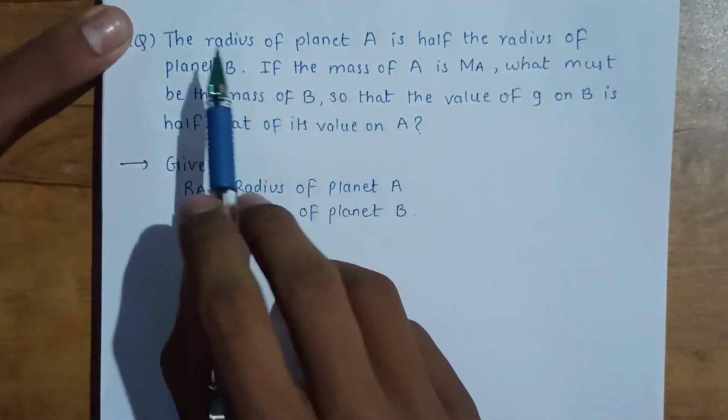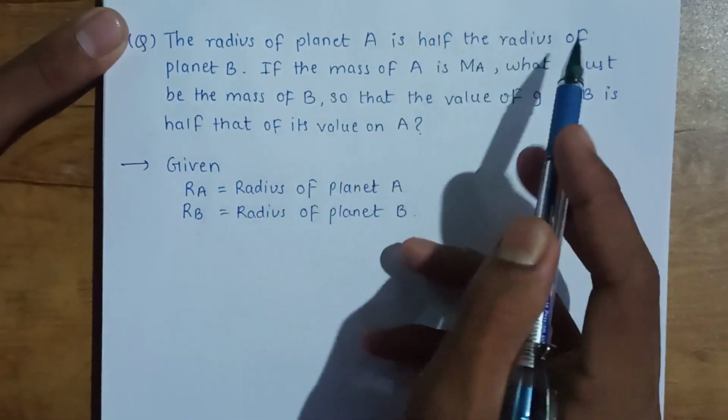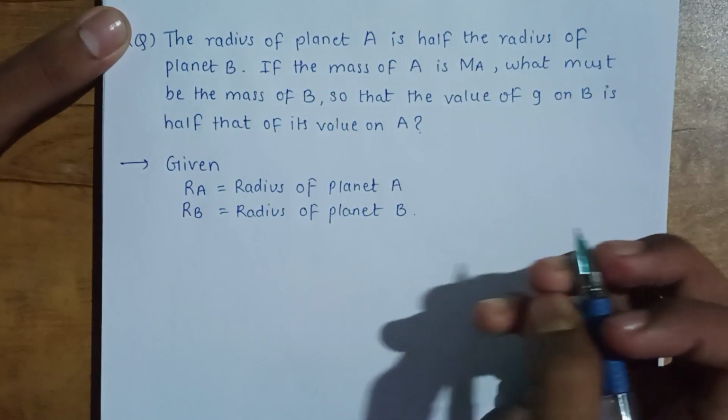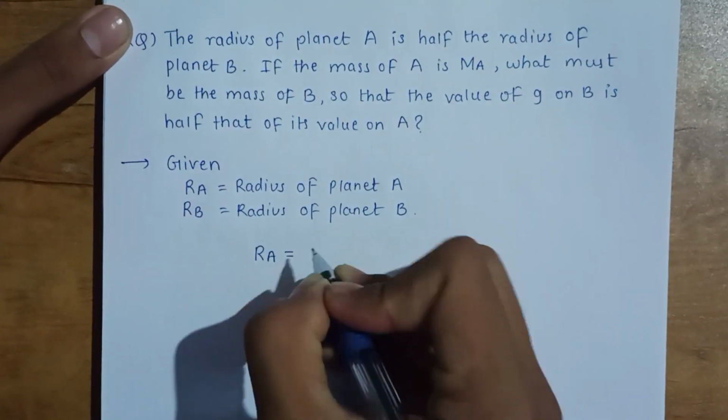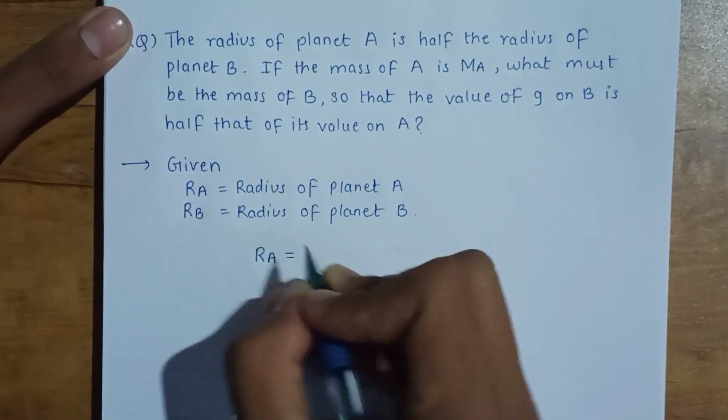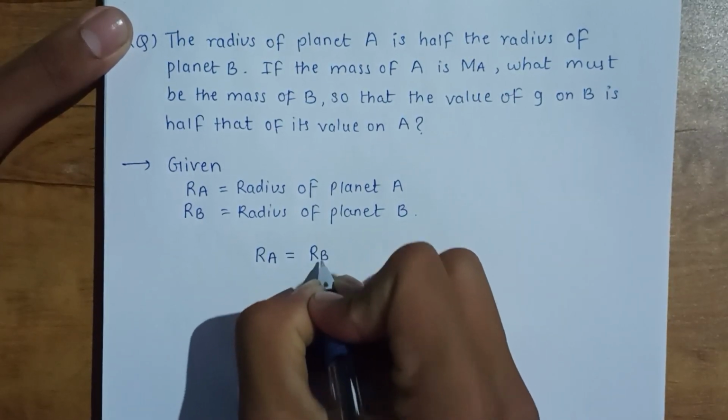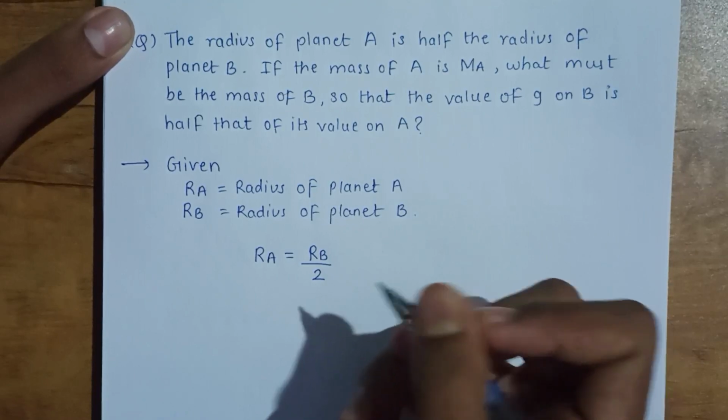Now, what is the condition? The radius of planet A is half the radius of planet B. So, according to the given condition, we have that the radius of planet A is equals to half of radius of planet B, means half of RB, that is RB by 2. So, this is our first given.